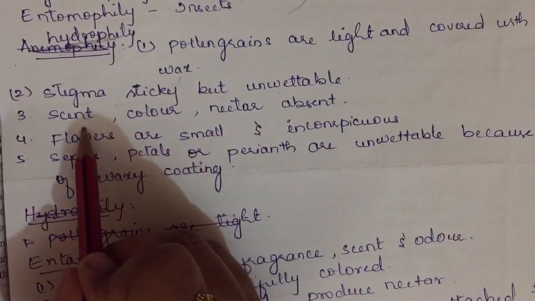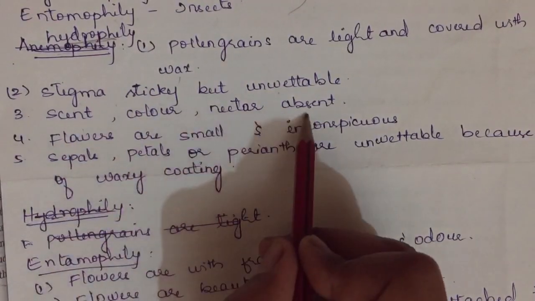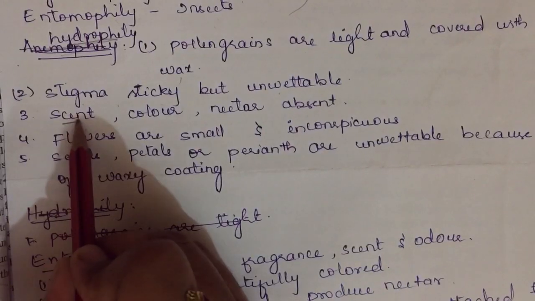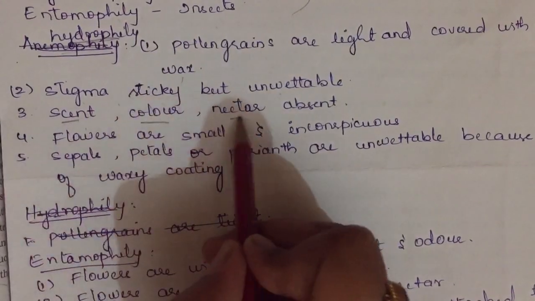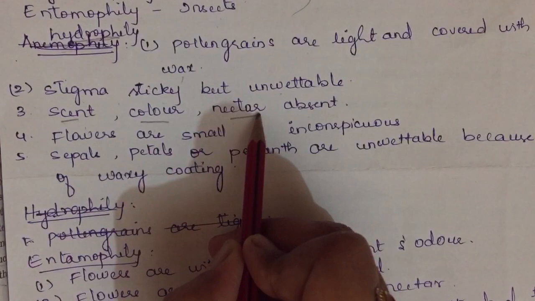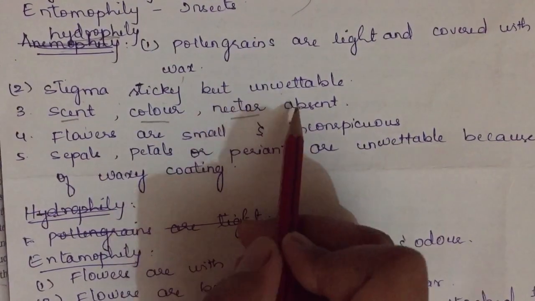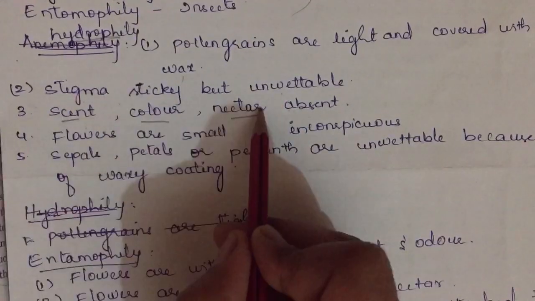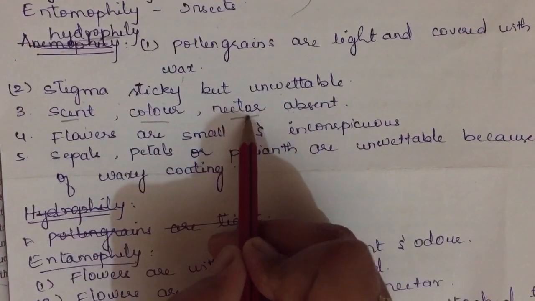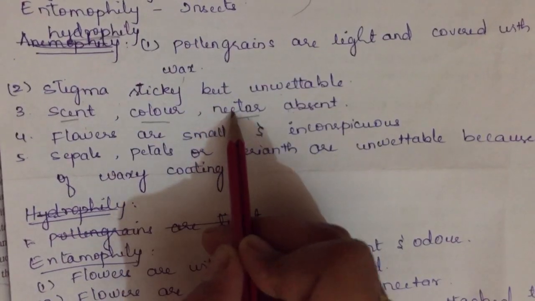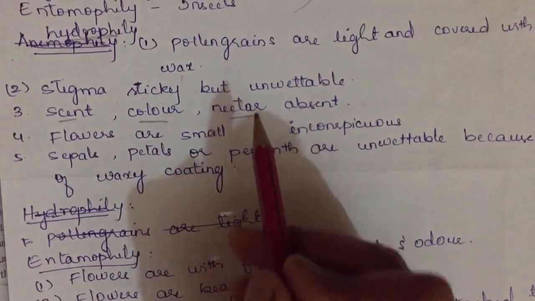Next, scent, color and nectar are absent. There is no odor, no color, and no nectar, the food which is provided by flowers for insects or other animals. Why? Because here water does not require all this. All these are to attract insects or animals. So this kind of flower which undergoes water pollination or wind pollination does not require all this.